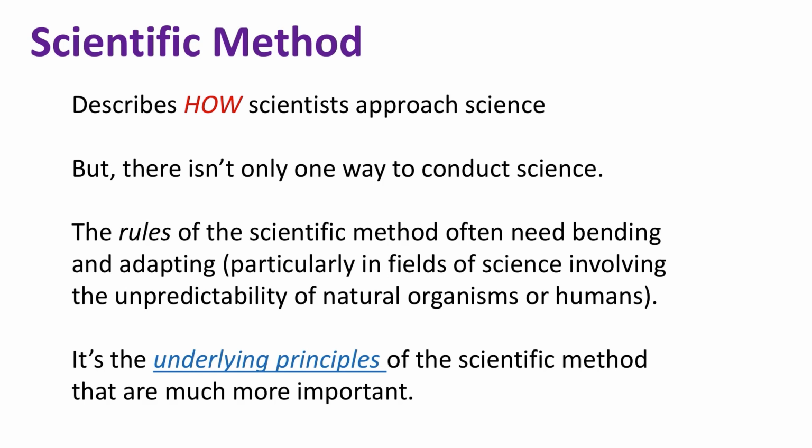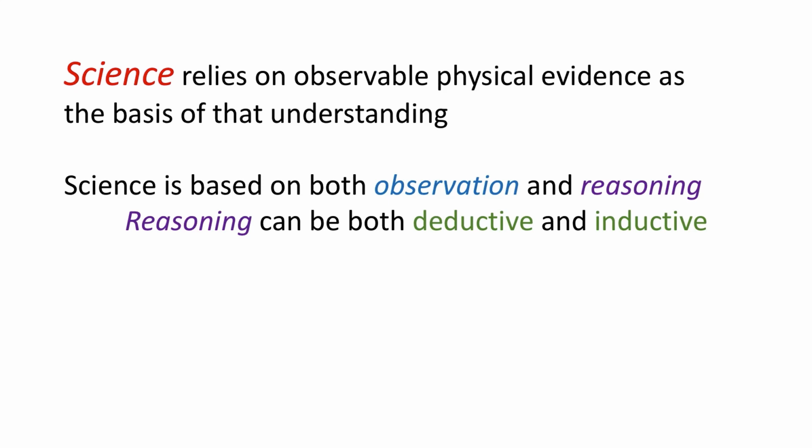We saw this in the examples that Dr. Cook gave regarding the stars and the planets. It's impossible almost to fathom how much it would cost to set up an experiment to generate a new star or to generate a planet. And so there has to be some way that the scientific method can allow us to interpret these ideas. So it's important to know that it's the underlying principles of the scientific method that are much, much more important. And remember, science relies on observable physical evidence as the basis of that understanding.